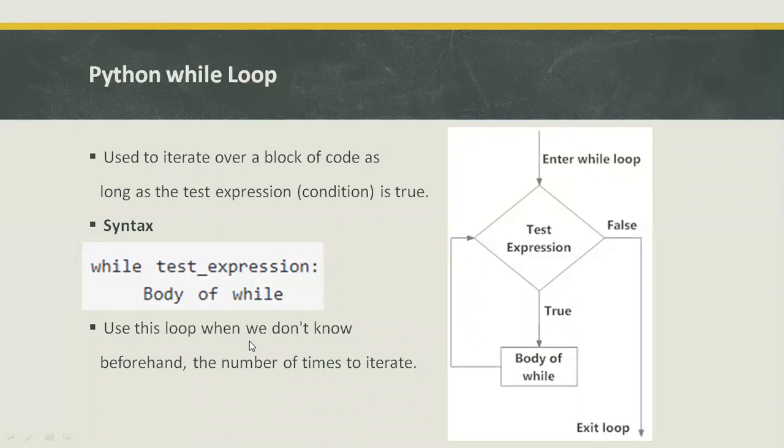So use this loop when we don't know beforehand the number of times to iterate. There are different ways we can implement loop logic, like a for loop, right? Even by using a number of ways. But when we use a while loop, it is when you don't know beforehand how many times you will iterate the loop.